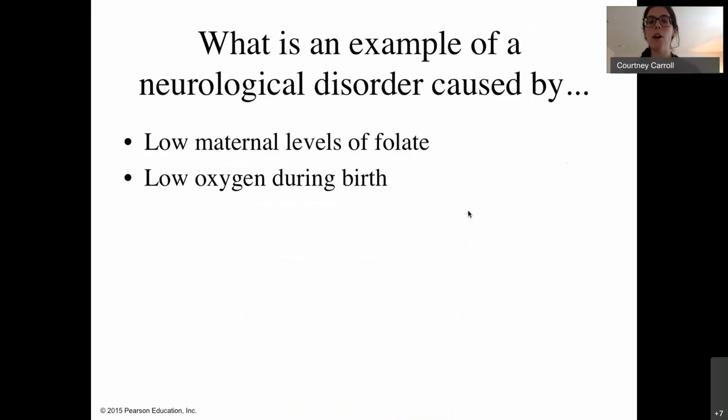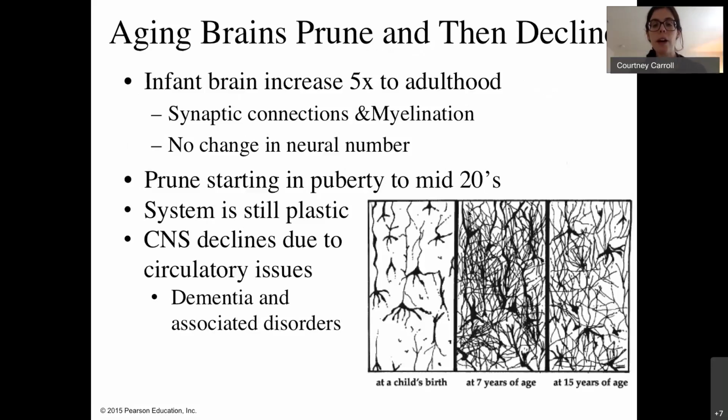Okay. So what I hope you can answer from this first part is examples of neurological disorders caused by low maternal levels of folate or low oxygen during birth. So we covered 2 disorders for low folate and the 1 for low oxygen during birth. Let's finally talk about brains and what happens to brains as we age. As I think you guys know, my research is in Alzheimer's. That's where I did my PhD and my fellowship. And so aging brains is something that I could talk about for a whole class, a whole week, a whole semester. But I am instead going to limit myself to just this one slide.